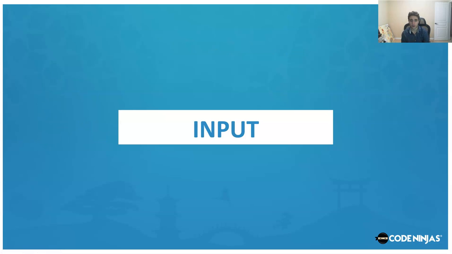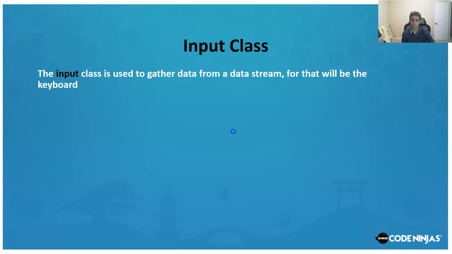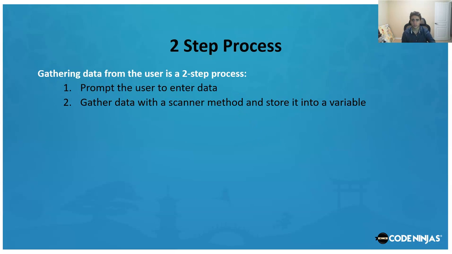Now time for the last part, input. The input class is used to gather data from a data stream. For now, that will be the keyboard. But later on, we can get data from a network, from a microphone, from a camera, anything really. Gathering data from the user is a two-step process. You first have to prompt the user to enter the data, then you gather the data with a scanner method and store it into a variable.